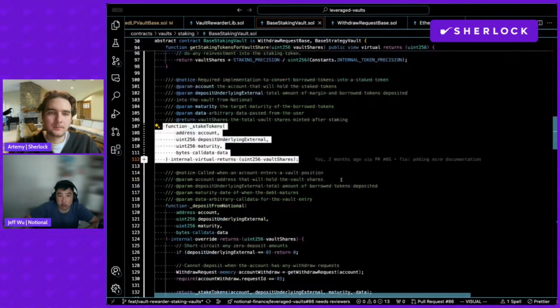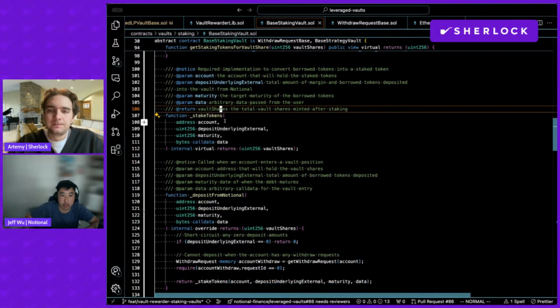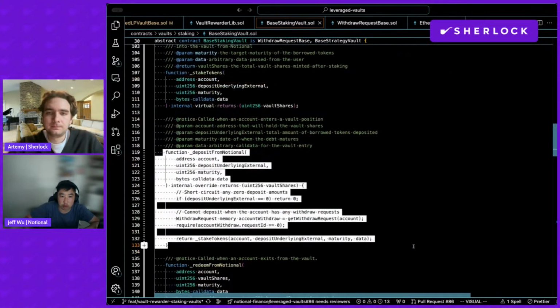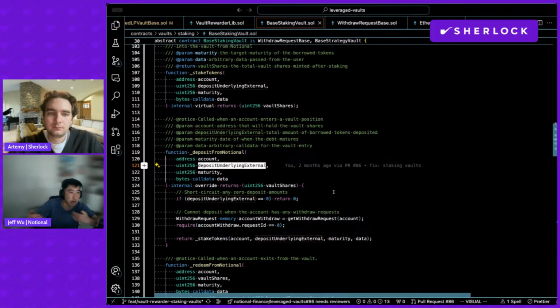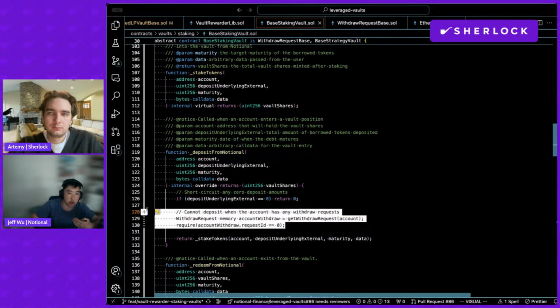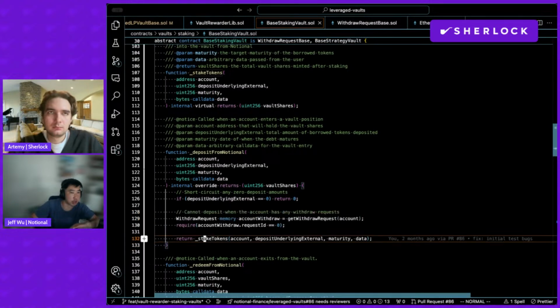So there's a virtual function here to stake your tokens. Deposit from Notional here is pretty straightforward. We're going to know how much of the borrow token we're getting at this point in time. We check that they don't have any withdrawal requests open, and then we go ahead and stake the tokens. Generally, this part of these strategies is pretty straightforward. Nothing crazy fancy here.